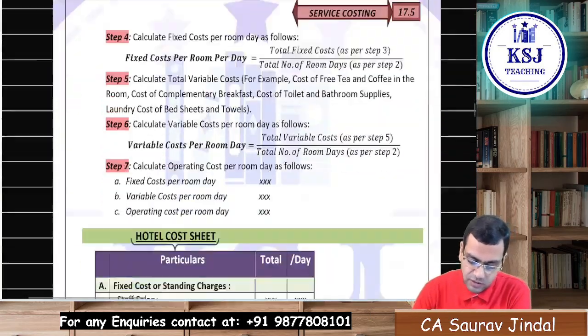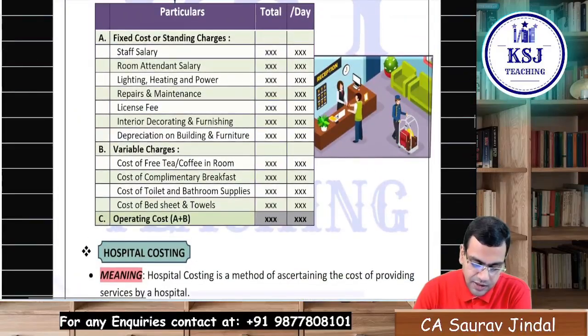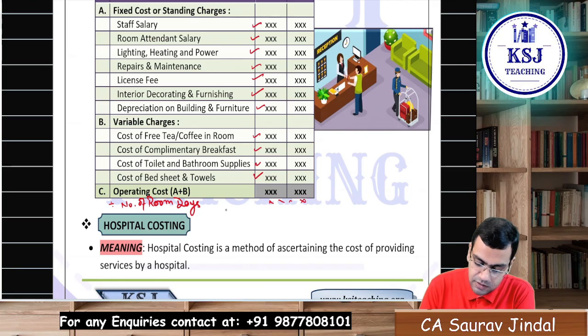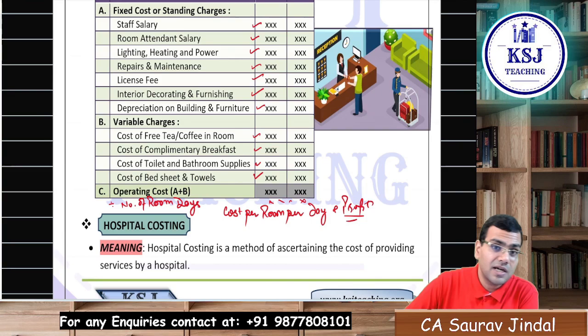Then you will have to find out the total cost. See here. What can be the total cost? Staff salaries, room attendant salary, lighting, heating, power, repair, maintenance, license fee, interior decoration, depreciation can be there, variable charges are there, operating cost divided by number of room days, effective room days. What you will get is cost per room, cost per room per day, right? Add profit, you will get the rent to be charged for that particular room.